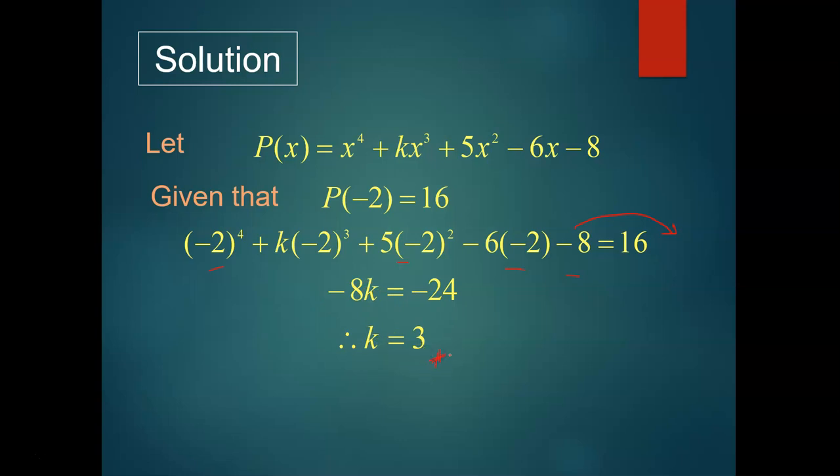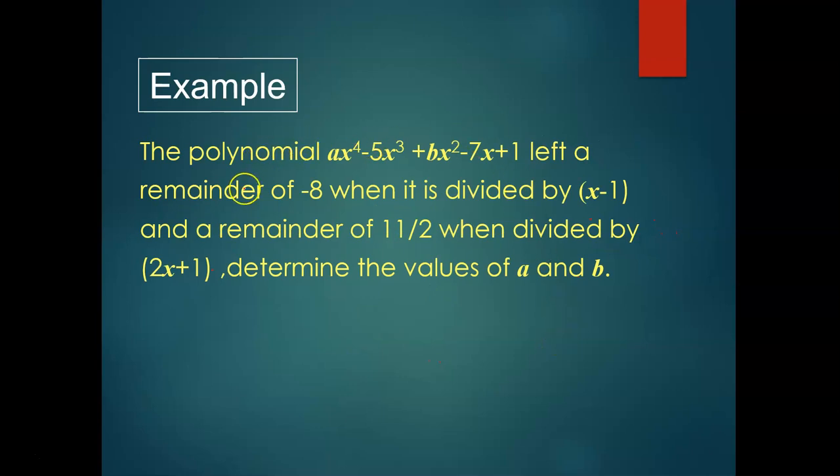The third example here: the polynomial p(x) equals ax^4 minus 5x cubed plus bx squared minus 7x plus 1 leaves a remainder of negative 8 when it is divided by x minus 1. So the first condition given, you have p(1) equals negative 8. The second one is p(negative 1 over 2) equals 11 over 2.